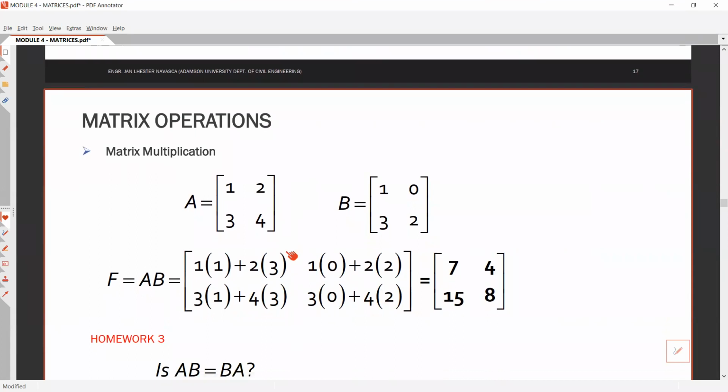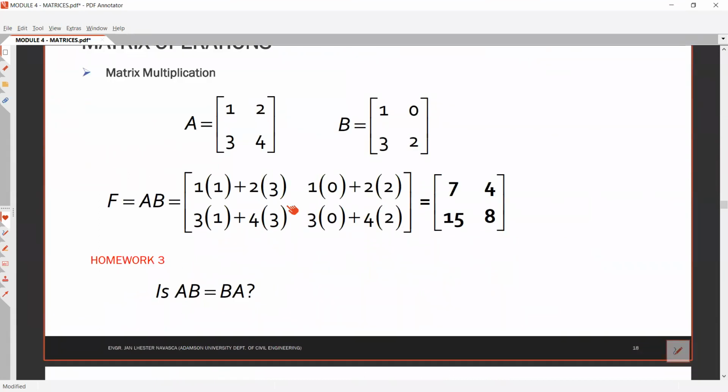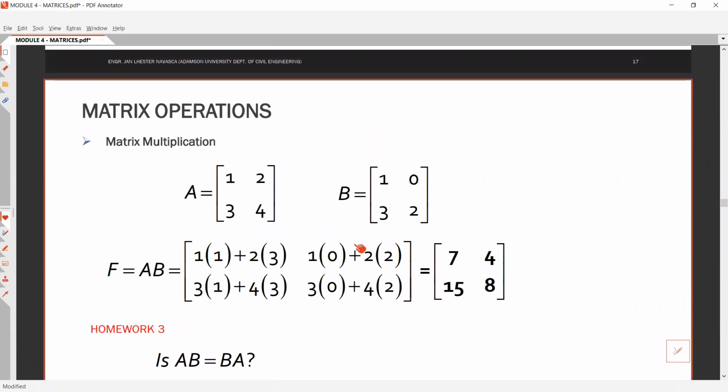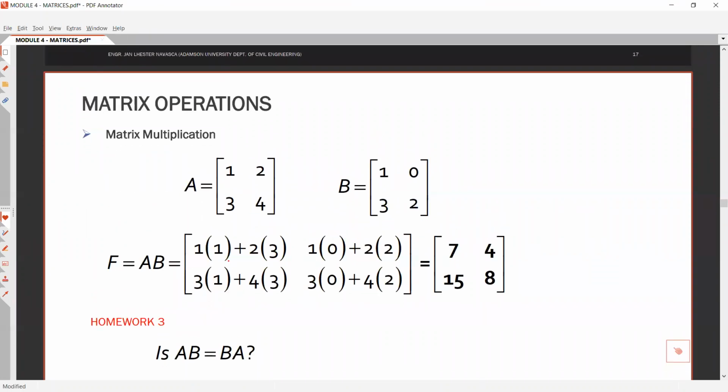So for matrix operations, we have this one. A is equal to 1, 2, 3, 4. B is equal to 1, 0, and 3, 2. So for solving AB, since this one is a 2 by 2 matrix, this one is also a 2 by 2 matrix. The inner dimensions are the same. Therefore, yung ma-form natin is a 2 by 2 matrix.